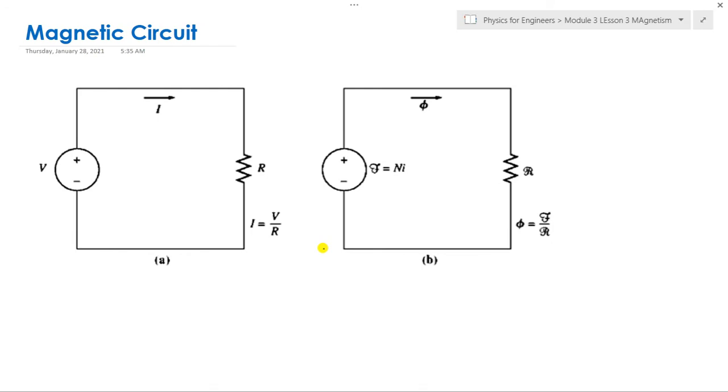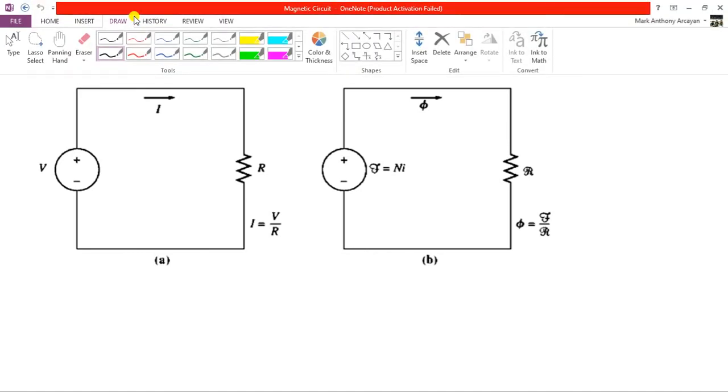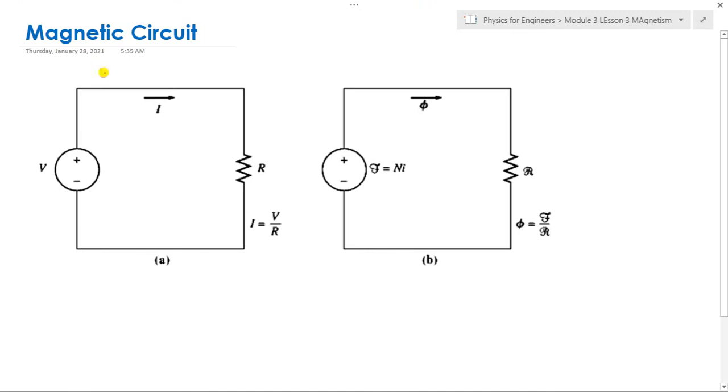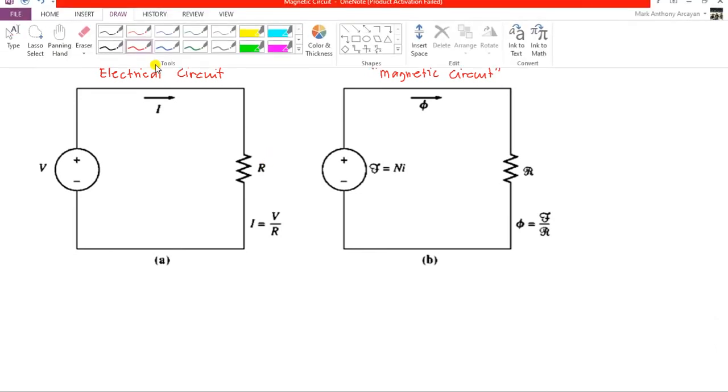So here, a magnetic circuit can be modeled using what we previously discussed. On the left side, this is an electrical circuit. On the right side is the representation of the magnetic circuit.